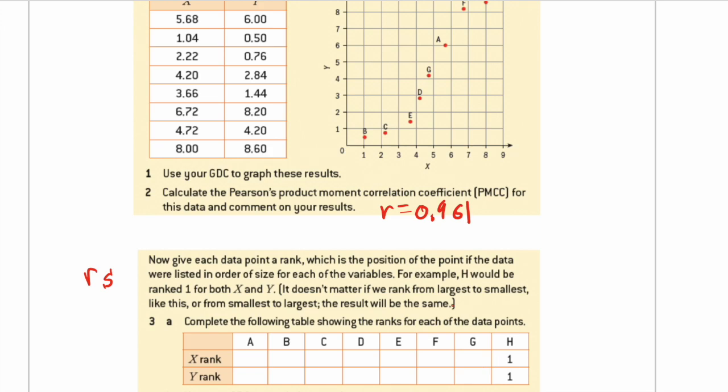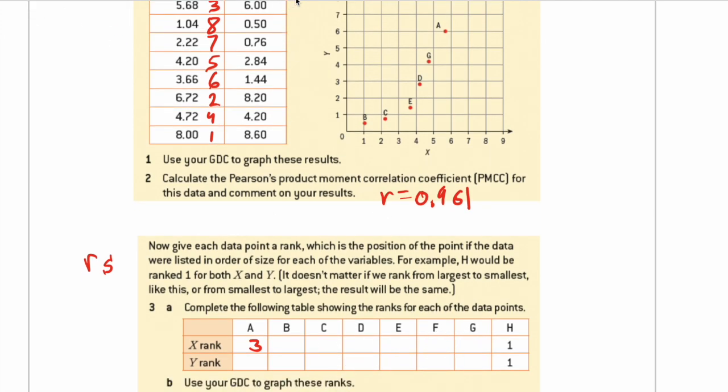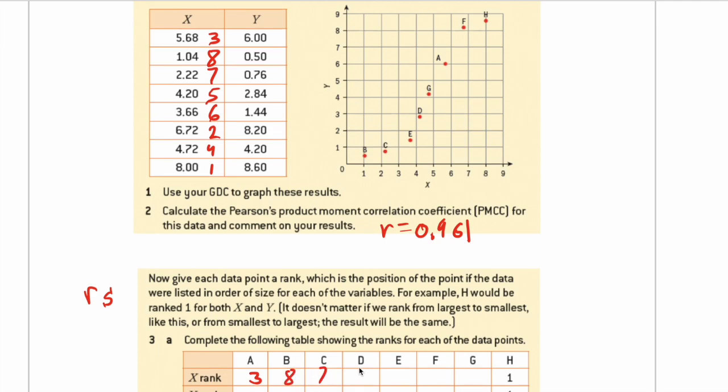So for the x values, 8 is the largest. 6.72 is the next one. So actually it's a bit disorganized, but I think that's corresponding to this one here. 2, and this is 3 is the very first one. And this is 4. And this is 5 here. And this is 6. And this is 7. Did I mess something up there? And this is 8. So let me just redo that because I think I messed something up. So it goes 3, 8, 7, 5, 6, 2, 4, 1.